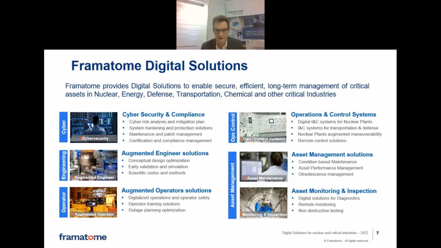The fifth category is about asset management. These are a broad range of solutions meant to secure and facilitate the monitoring, diagnostic, and maintenance management of critical assets. We will have two examples today, which I will go into in further detail later on, to facilitate the diagnostic and problem resolution on critical components in the nuclear plant.